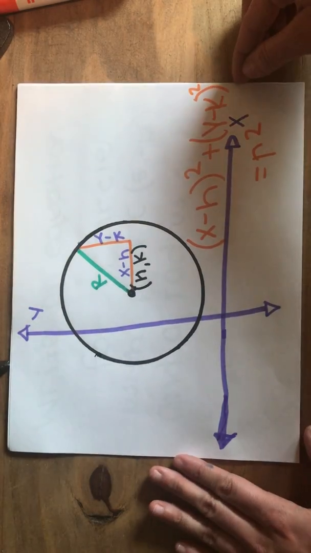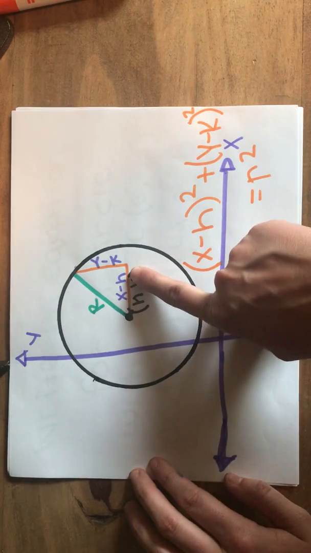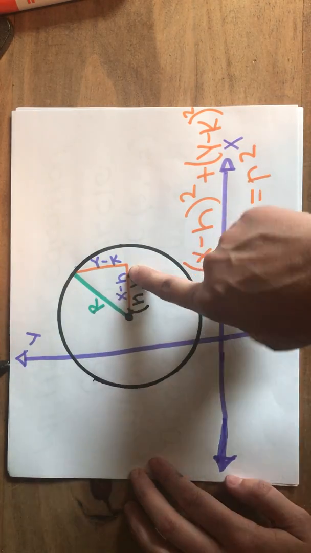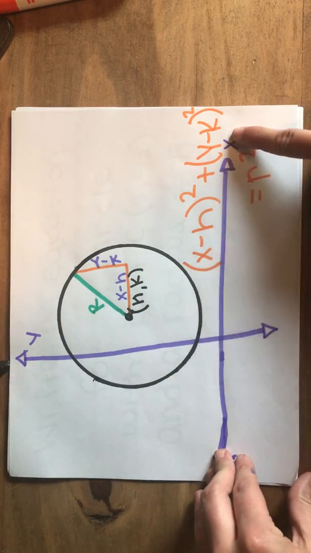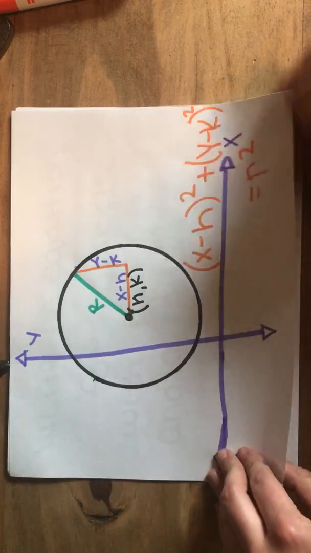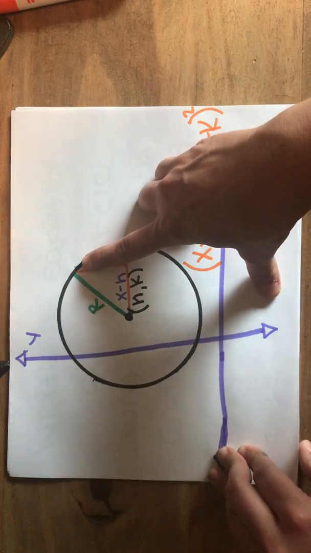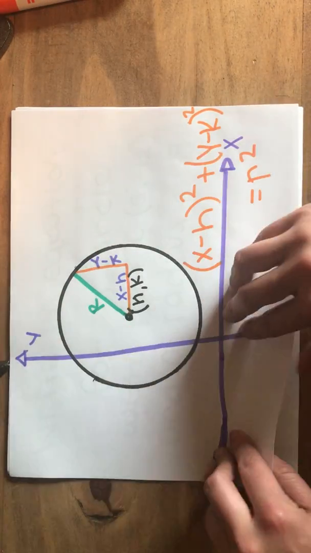As you can see here, this is another example of the Pythagorean theorem, where x minus h is right along here and y minus k is here. When you square them both and add them together, you get r squared right there, which is a fixed distance from a fixed point to give you all the other points on the circle.